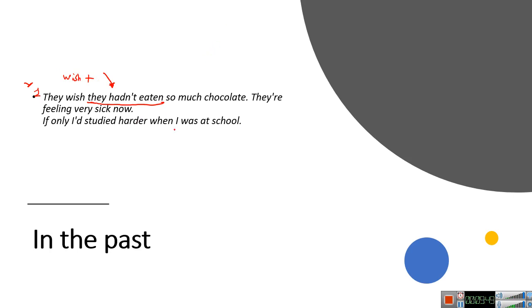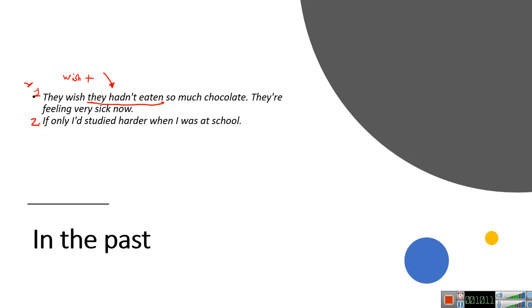I wish they hadn't eaten so much chocolate. They're feeling very sick now. So my desire is about the past. I cannot change that in the present. But I can say, well, I wish they hadn't eaten so much chocolate. All right? Now, second phrase.